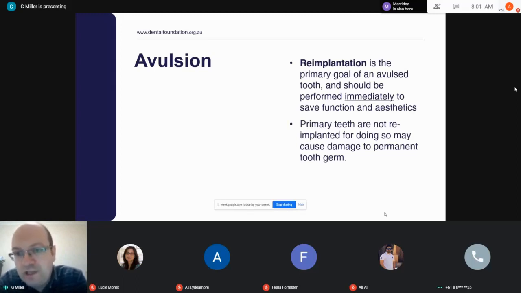Now, this should only happen, and this is very important, for adult teeth. It should not happen for deciduous teeth. Deciduous or baby teeth should never be reimplanted, ever, ever, ever. It's very important, because if so, they can cause infections, they can lead to ankylosis, which is fusion to the bone, and they can significantly damage the permanent developing tooth germ.